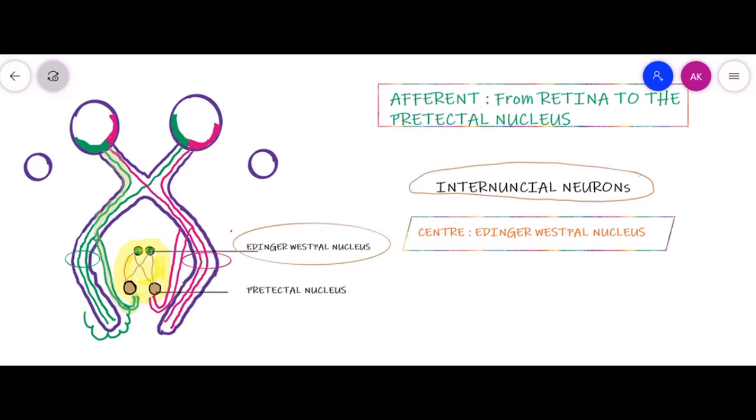So what I mean to say is that whenever we put light to one eye, the other eye also shows the light reflex. Why is the other eye showing the light reflex? The reason is the presence of these internuncial neurons. Because of that, when one eye is stimulated, the information is going to go to the other eye also, because of the crossing which is present between the pretectal and the Edinger-Westphal nucleus.